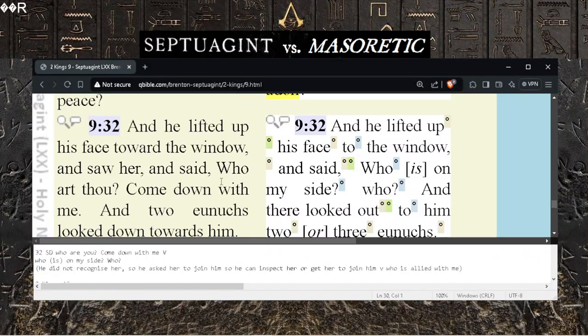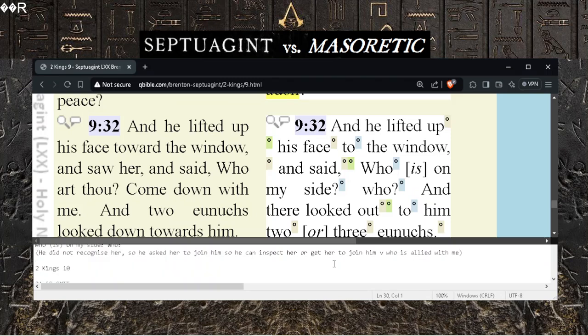Okay, verse 32. We have a significant difference, big enough to warrant being mentioned in this video. He talks to the lady in the window who we know is Jezebel, but she's put on makeup. She's put on specifically eye makeup. And he asks her, who are you? Come down with me. So he doesn't know who she is, does not recognize her. So he asks her to join him so that he can inspect her more closely, or perhaps get her to join him. Versus who is on my side? So, who is allied with him? He might be referring to her, but it's hard to say whether he truly is.